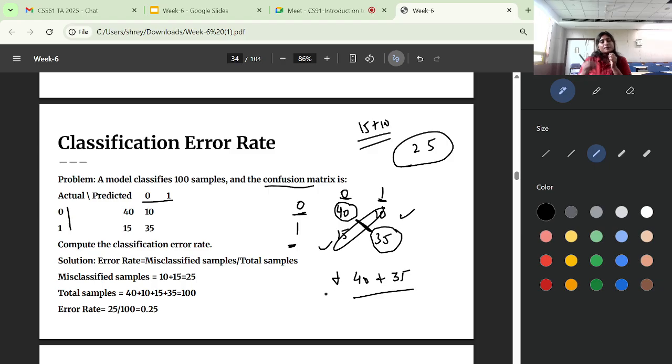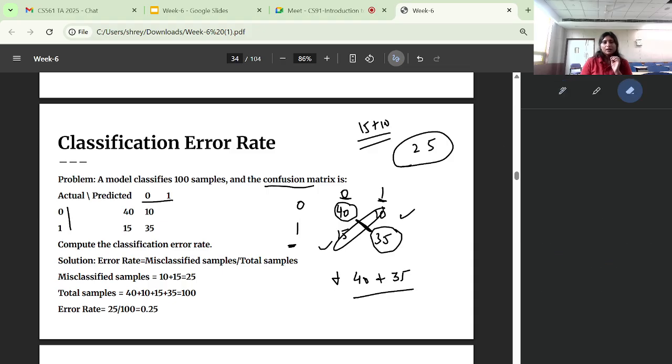Okay, so this is how, if some matrix is given to you and someone asks you what is the error rate or what is the simple accuracy rate, you can simply get it from this confusion matrix. So can you answer the error rate and accuracy rate if some confusion matrix is given to you, yes or no? Yes. Okay, so let's say there were 2 classes only, so let me give you 3 classes.